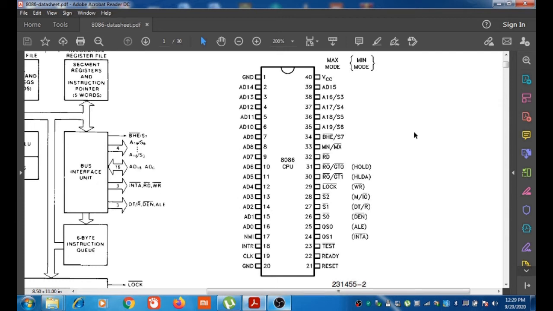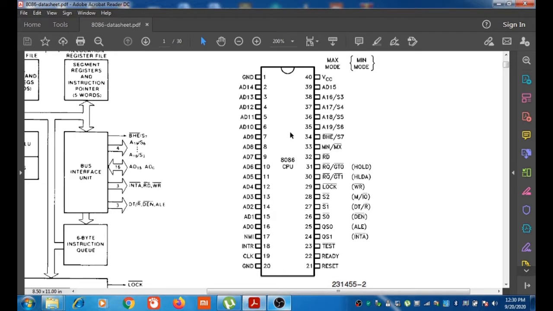Let us see the pin diagram of 8086. See here, pin number 1 ground, pin number 40 VCC is operating in plus 5 volt. Then pin number 20 ground, pin number 19 clock input.